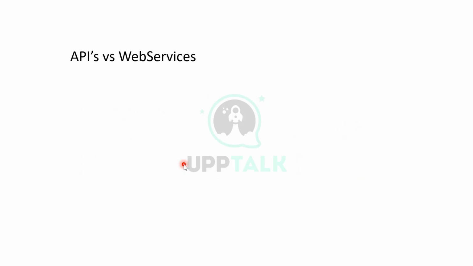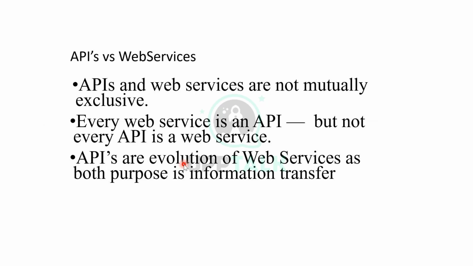So what are web services actually? What I can say is that every web service is an API, but every API is not a web service. API is kind of an evolution of web services. Web services are an old pattern with a lot of protocols and all. They follow those rules and are very format specific, but APIs are not. Every API may or may not follow all the rules or guidelines of web services. You can understand it like this.